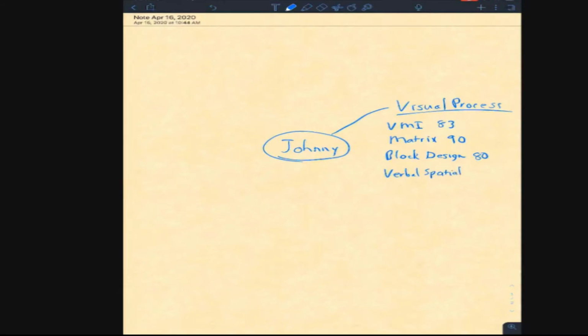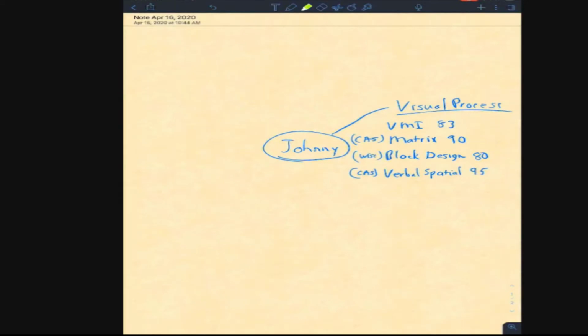and remember, these are all subtests except for the VMI. So if you remember my approach, you know that the matrix comes from the CAS. The block design is from the WISC 5. The verbal spatial is from the CAS. So I'm using subtests from the different assessments that I've given Johnny that all deal with visual processing.